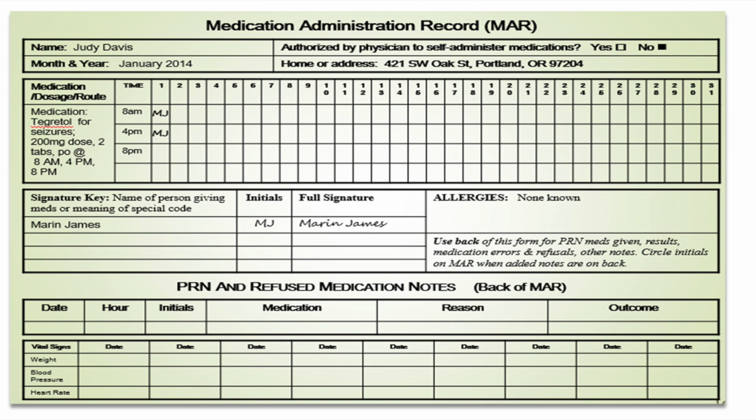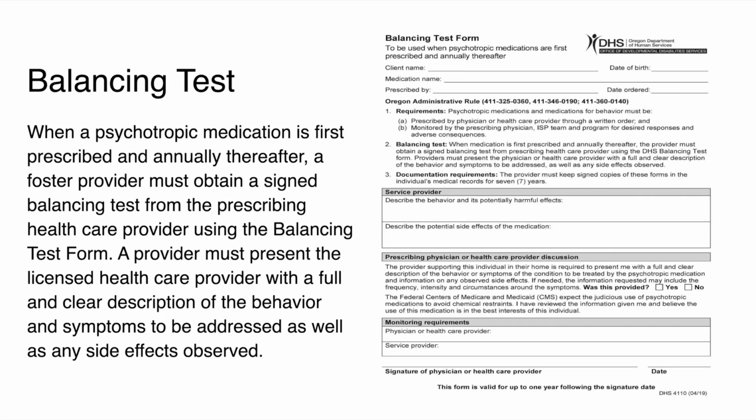A balancing test is required for each psychotropic medication that is prescribed. The balancing test form needs to be filled out by the physician, and annually, if that medication is continued to be used, a new balancing test form needs to be filled out by the prescribing physician each year.